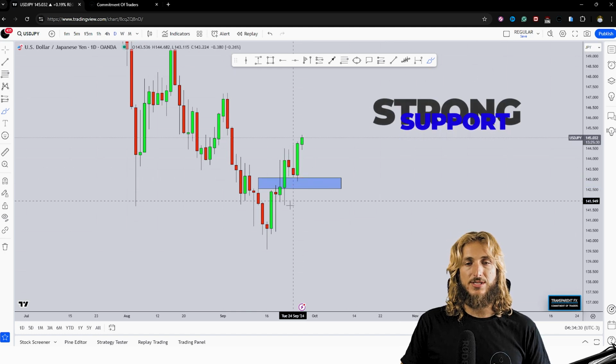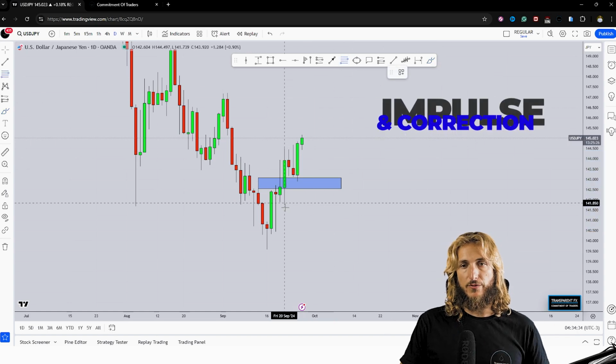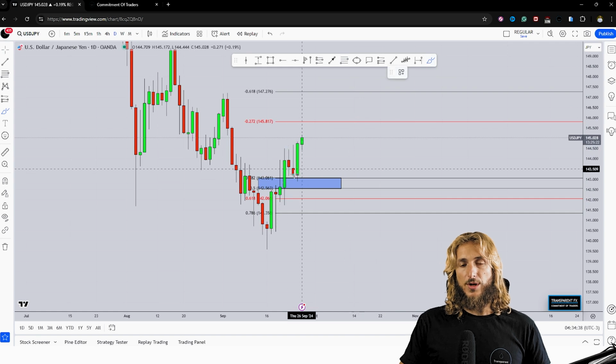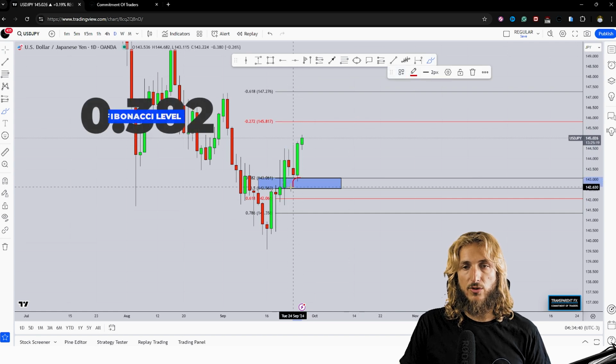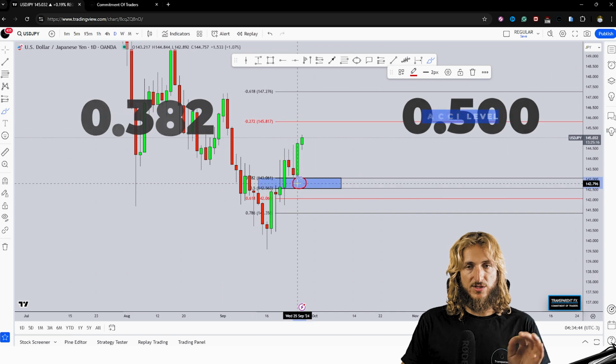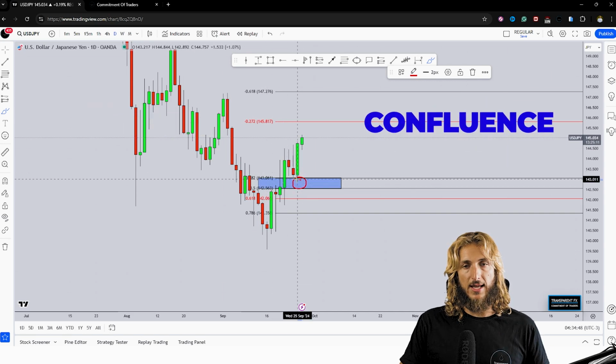And we can also notice that as we have an impulse, if we want to measure the correction, we have to take our Fibonacci from the low to the high of the impulse leg. And if we do that, we can notice how we have the 0.32 and 50% retracements here lining up perfectly with this previous resistance turn support, creating confluence of support at this zone.